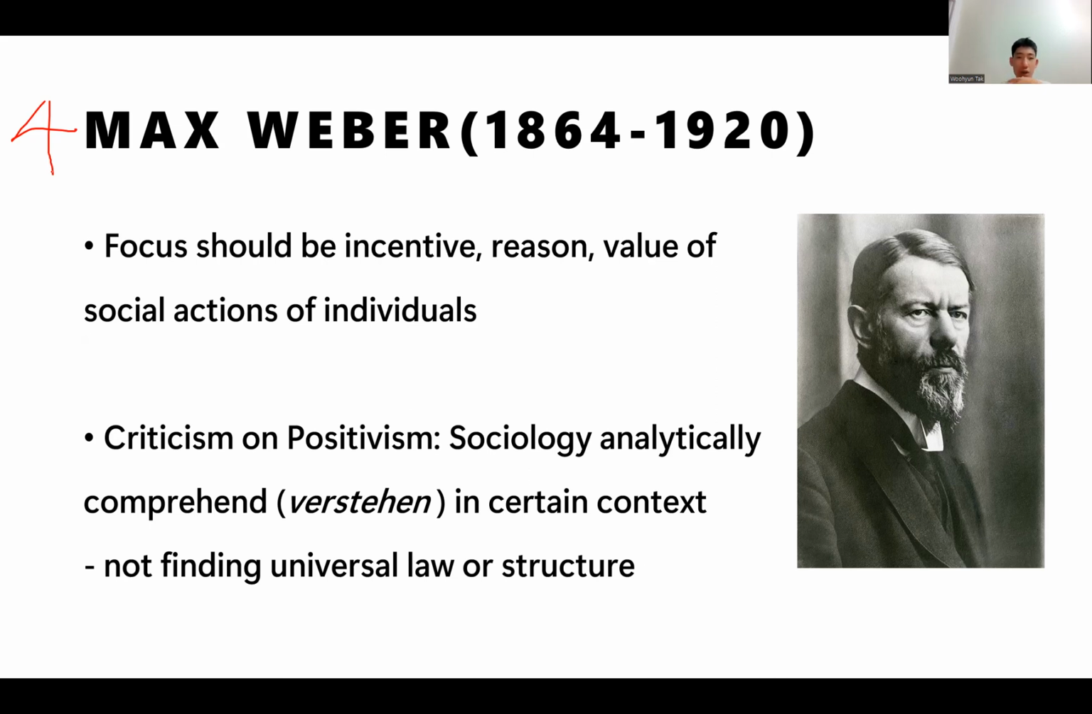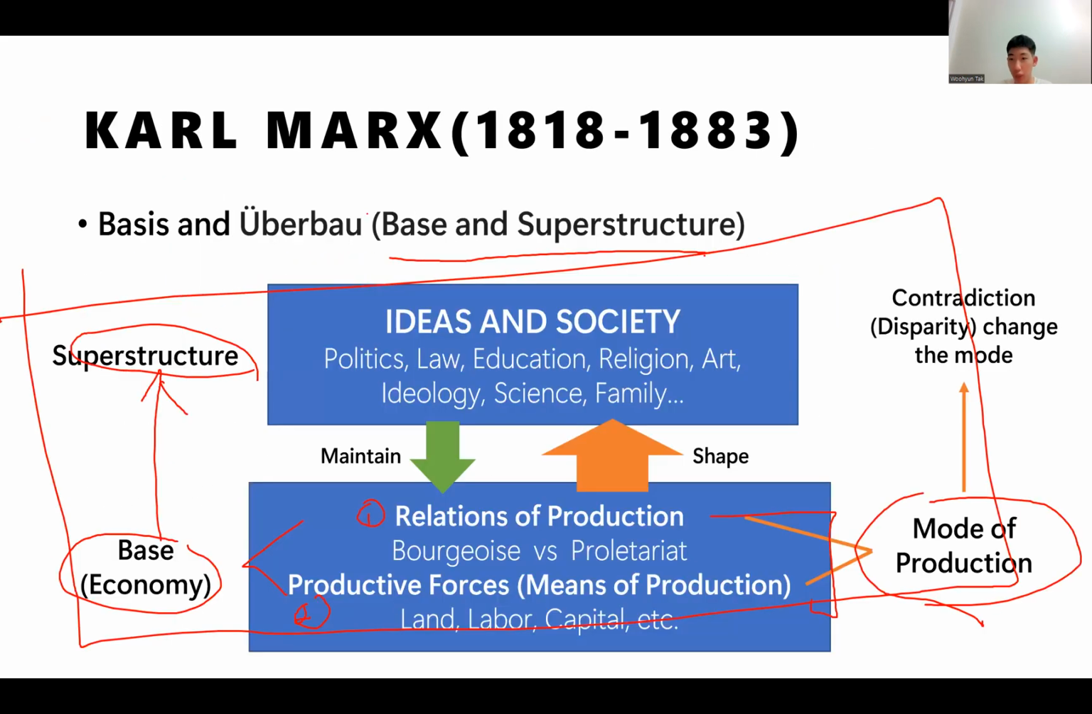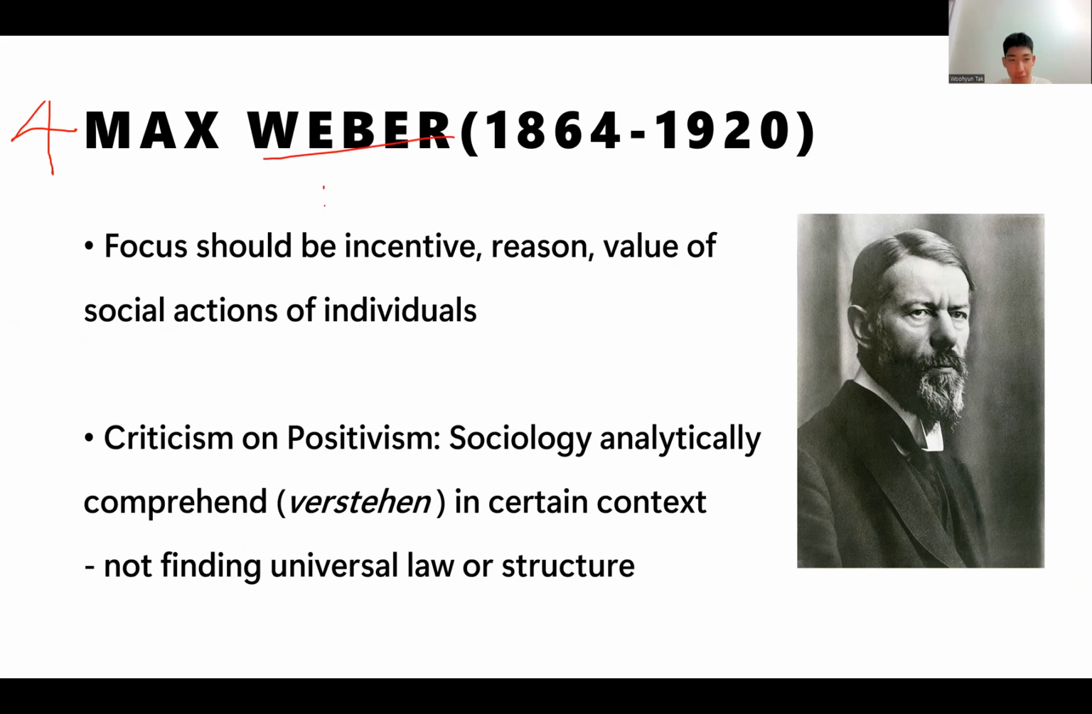He thought that focus should be made on the incentive rather than the value of social actions of individuals. So while Durkheim and Marx focused on macro sociology, Weber greatly focused on microsociology. So he tried to analyze interactions among people. As a result, he criticized positivism because he thought that sociology can be understood analytically, by analyzing the hidden meaning of a person's behavior in a certain context. For example, why are people drinking lots of cups of coffee a day? Or why do people tend to spend too much time watching YouTube?